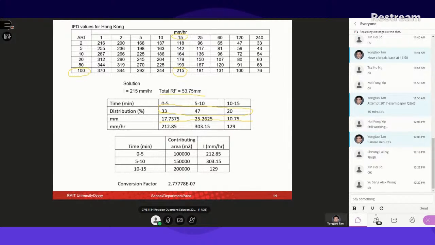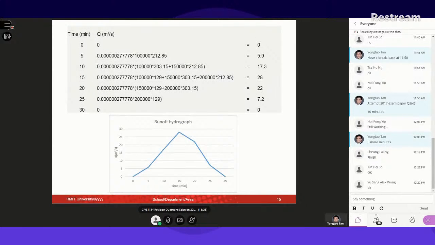Next is the contributing area. The contributing area from time 0 to 5 minutes is 10 hectares. We convert to square meter, which means times 10,000. From 5 to 10 minutes it is 15 hectares, and 10 to 15 minutes is 20 hectares. So this is the corresponding intensity, and you use the conversion factor here. Then you list all the information in a table from time 0, 5 minutes, 10 minutes, until 30 minutes.